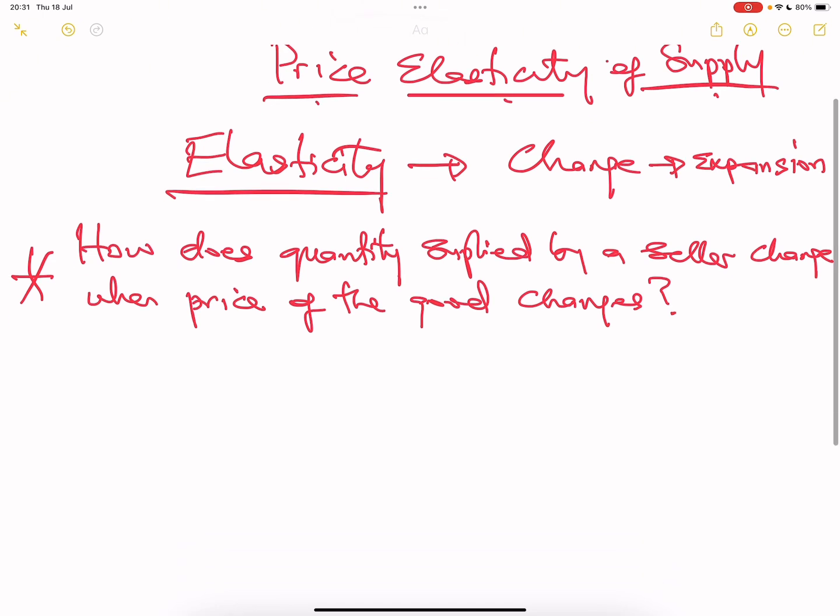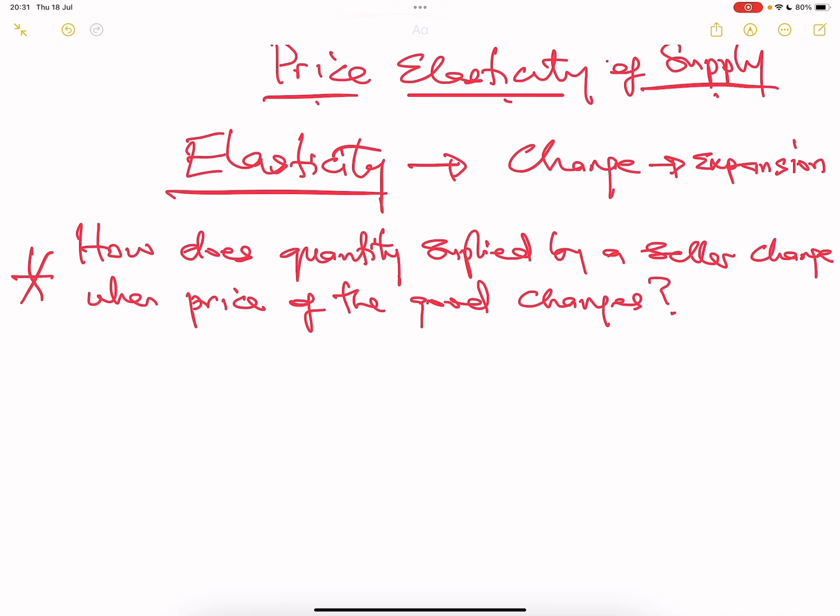Remember, when we're talking about the demand, the question was, how does change in price of a good change the quantity demand by a customer? Now we're looking at supply. And remember, it's the seller that will supply. So how does the price of a product change the quantity a supplier will produce?